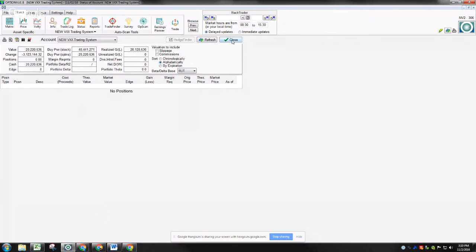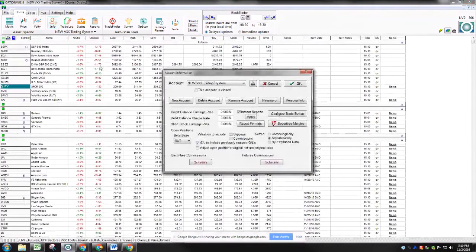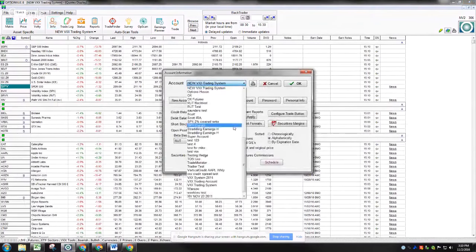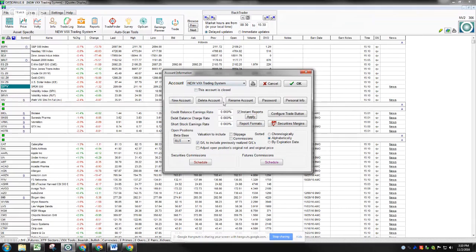Okay, so back to back testing. What you would do is come to the info button here, and you can see that I've created a number of different back tests I've done, different accounts that I have with different brokerages, and a number of different things I've done to demonstrate OptionVue. But like I said, again, you can have an unlimited number of accounts here. And what you would do is set up a new account.